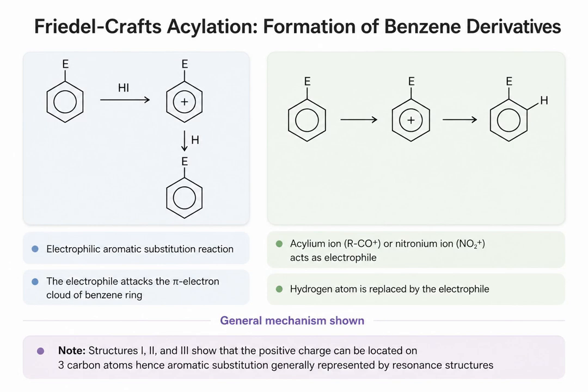Now we're looking at electrophilic aromatic substitution, a fundamental mechanism in benzene chemistry. When an electrophile, like an acylium ion or nitronium ion, approaches the benzene ring, it attacks the pi electron cloud. The ring's electrons are drawn toward the electrophile, creating a positively charged intermediate, where the positive charge can be distributed across 3 different carbon atoms through resonance. Finally, a hydrogen atom is lost, restoring aromaticity and forming the substituted benzene product. This mechanism is central to understanding how benzene derivatives form.